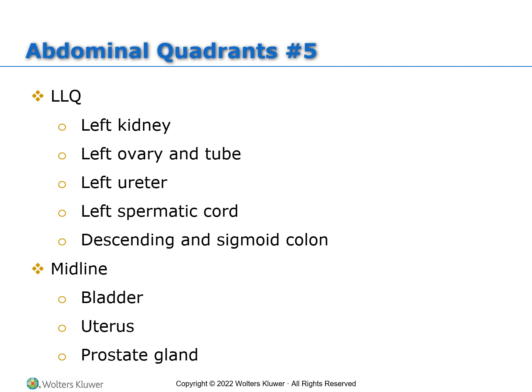Then in the left lower quadrant, we have the left ureters and reproductive organs. So the left kidney, left ovary and tube, left ureter, left spermatic cord, the descending, and the sigmoid colon. And then midline, we have the uterus, the bladder, and the prostate gland.